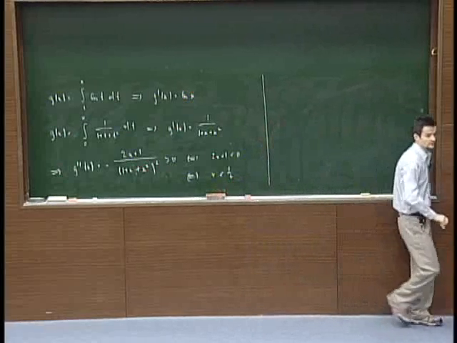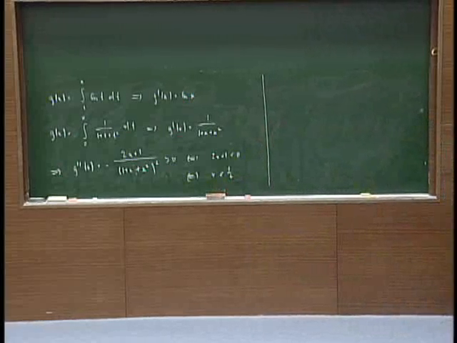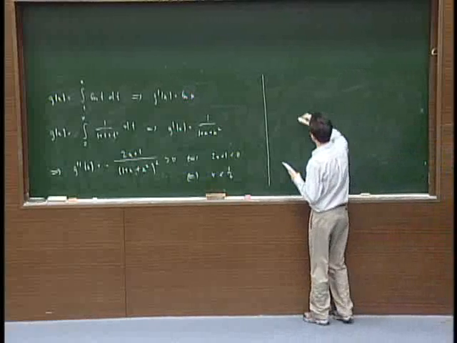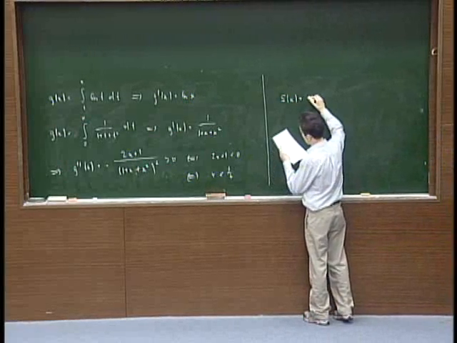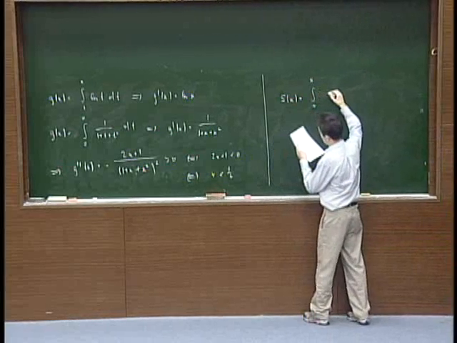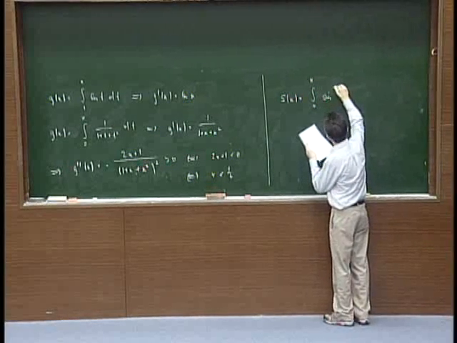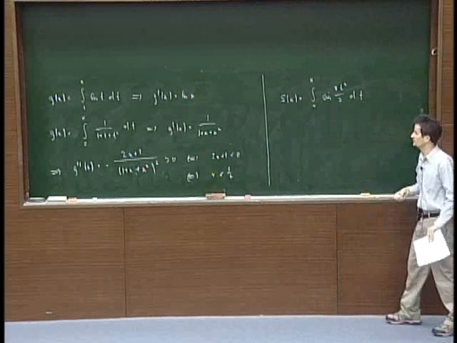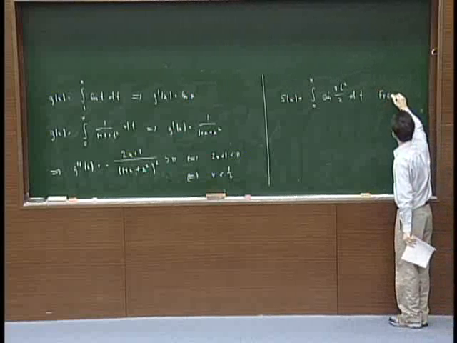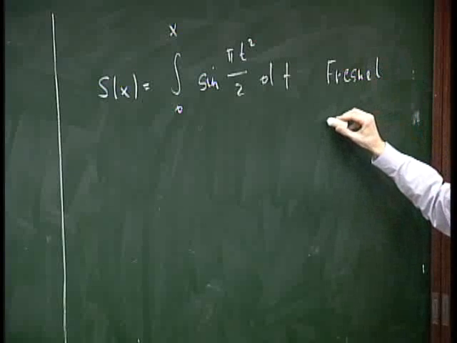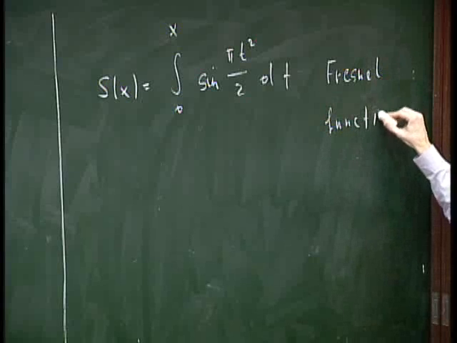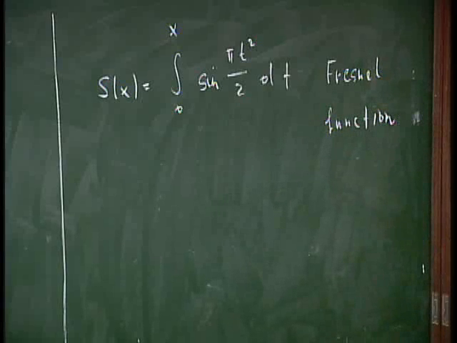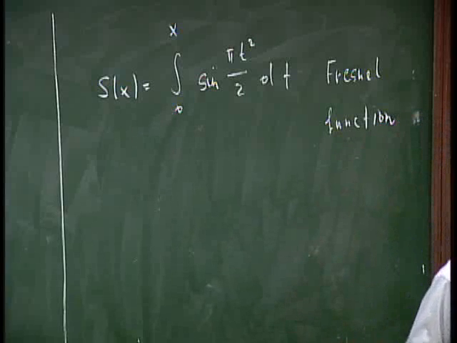one function which you consider in physics is the so-called Fresnel function. So you define a function S of x to be equal to the integral from 0 to x of sine of pi t squared over 2 dt. Okay, so this is a function which is important. Fresnel function. This is a function which is important in optics. Not only in optics, also in the design of highways and so on. This function plays an important role.